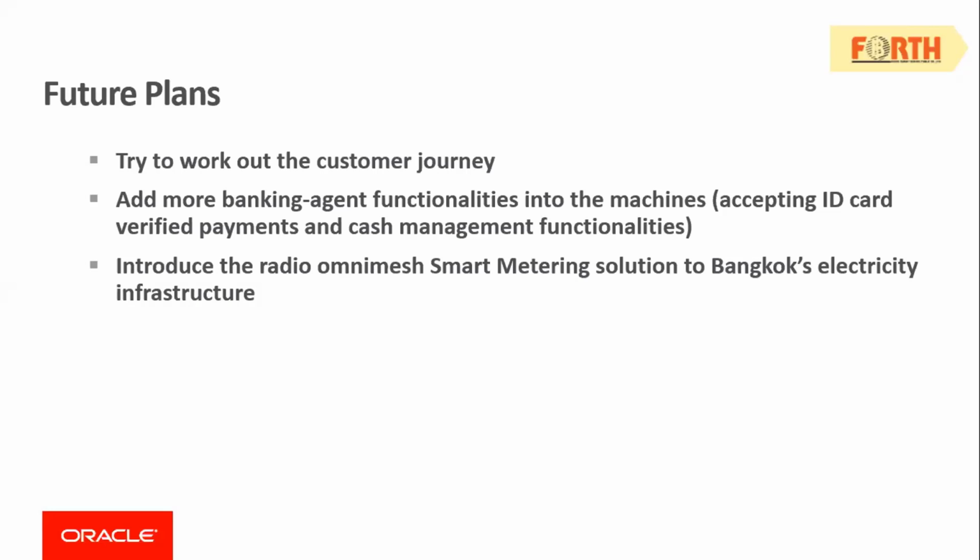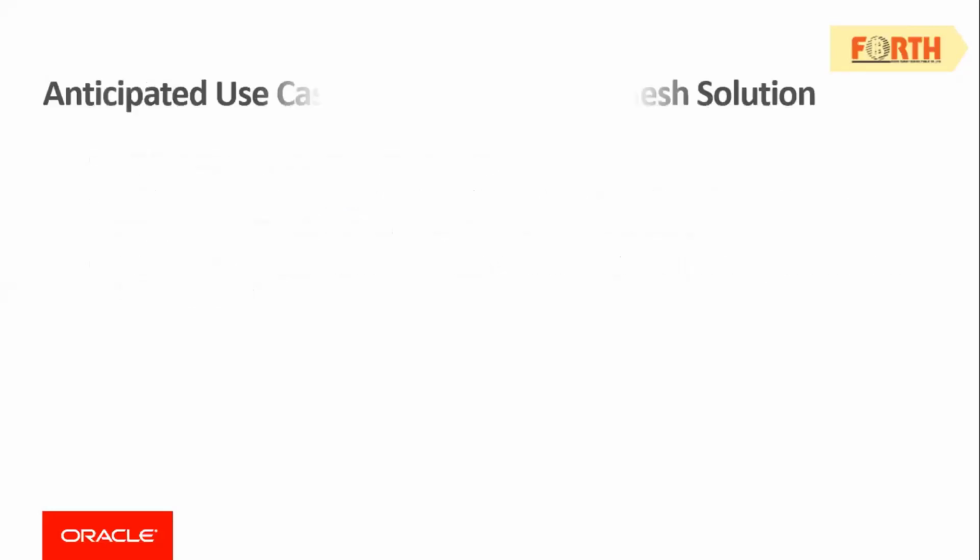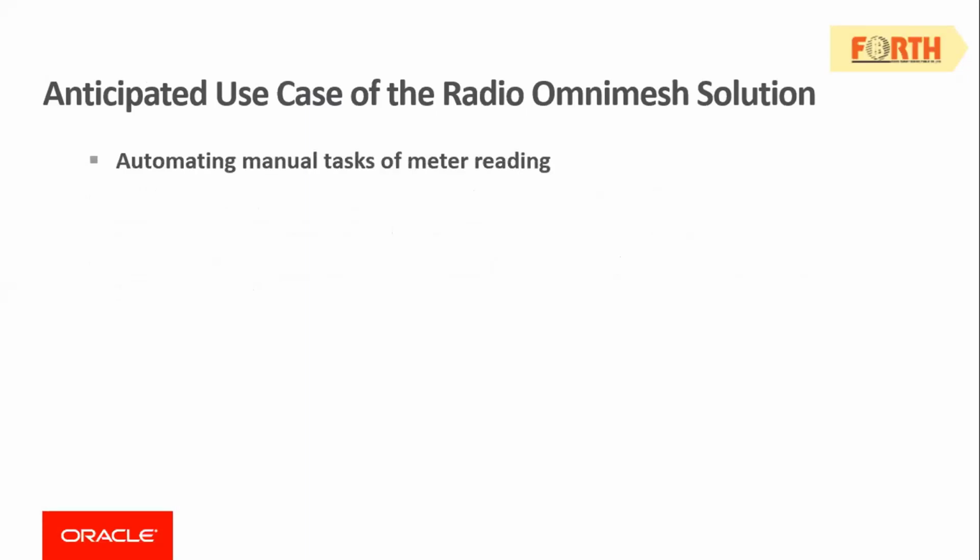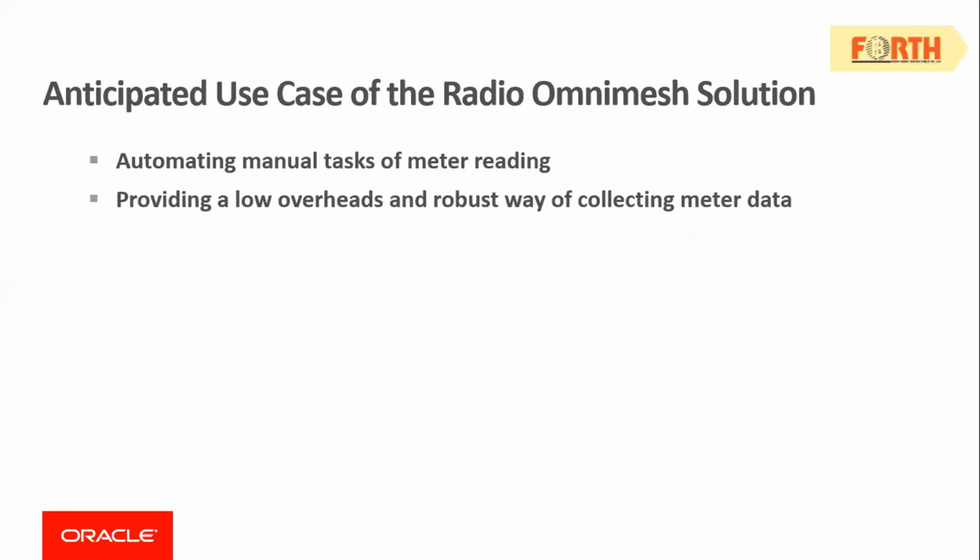And so the other thing that I mentioned that I want to talk about is my work at the moment, which is setting up the radio omnimesh solution to help improve Bangkok's electricity infrastructure. And here I just want to talk about the anticipated use case of the radio omnimesh solution. So like I said before, we had analog meters, millions of them around Bangkok, and it's a huge job for people to go around and keep recordings. And it's also very slow. It would take a month to go around Bangkok, basically.